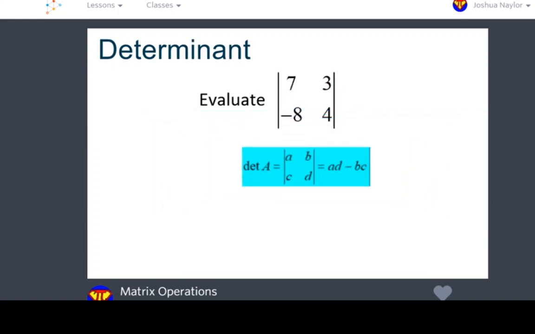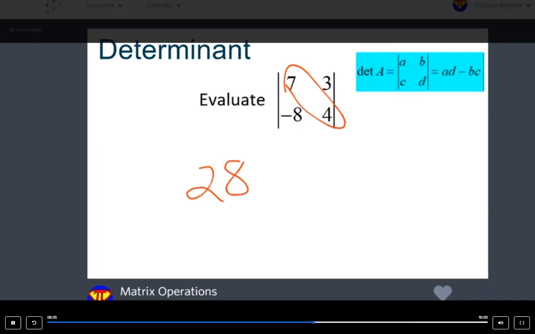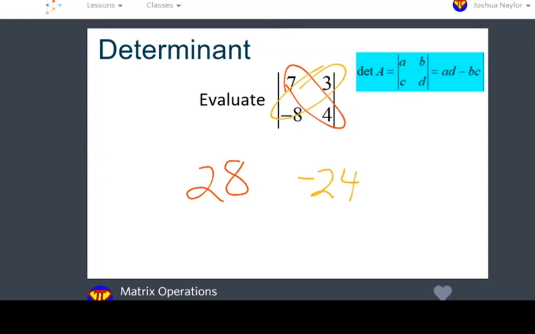So with this particular matrix, when you multiply the diagonals, of course, you always start with the primary diagonal. You multiply 7 and 4, that's going to give you 28. You multiply 8 and -3, that's going to give you -24. But again, the rule says that you always subtract. And yes, in a case like this, we're going to be ultimately adding 28 and 24, and that's going to give us a value of 52. Now, keep in mind that 52 is known as the determinant of this matrix.